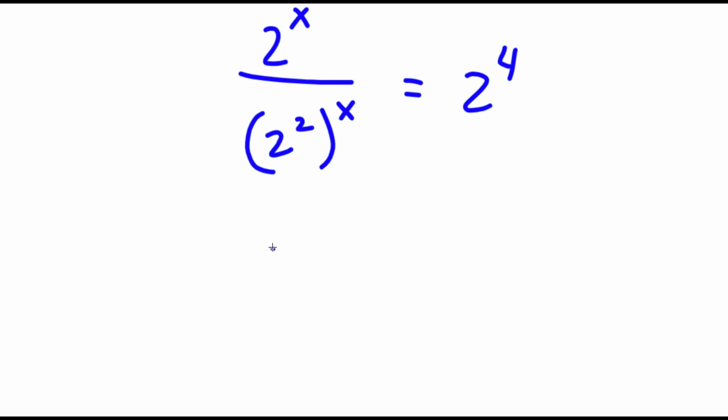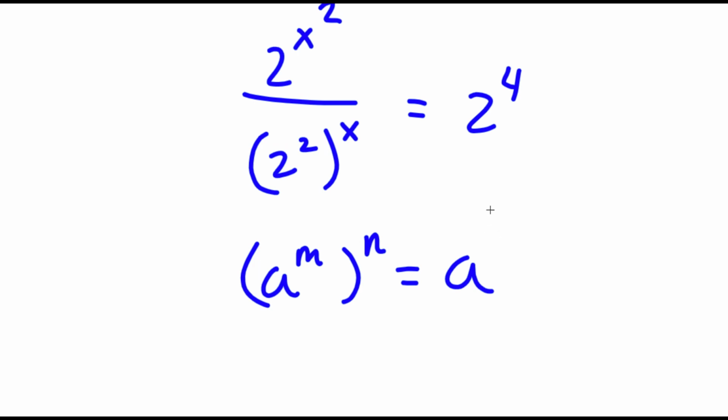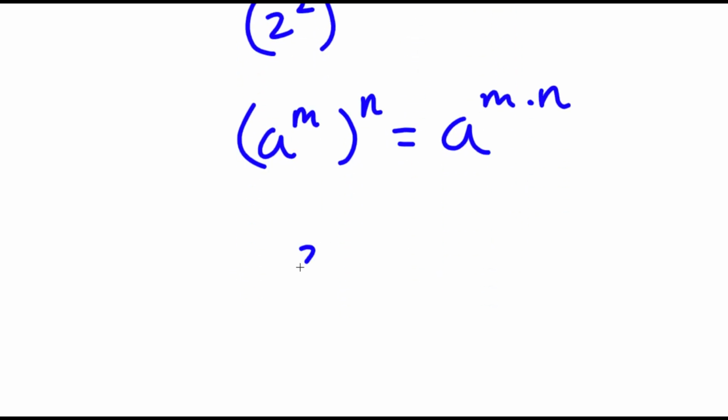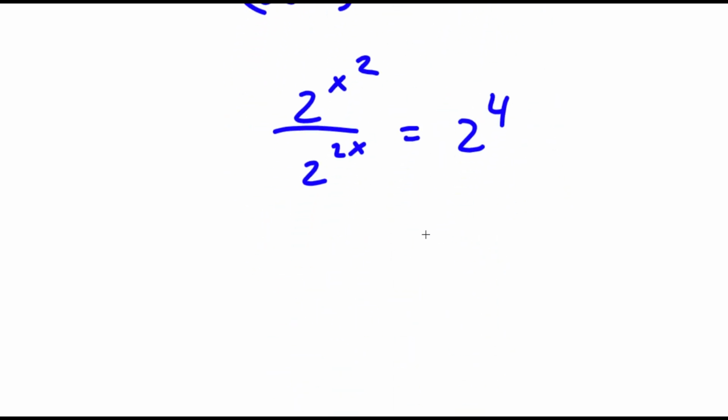Now, if I have something in the form a to the power of m to the power of n, this is equal to a to the power of m times n. So 2 squared to the power of x, that's going to equal 2 to the power of 2 times x, which is 2x. So now I have 2 to the power of x squared over 2 to the power of 2x is equal to 2 to the power of 4.